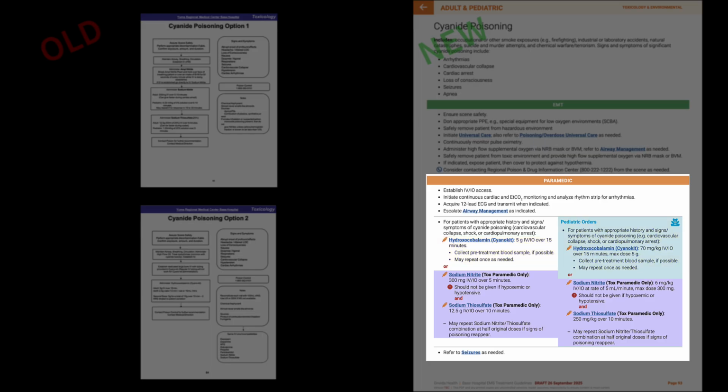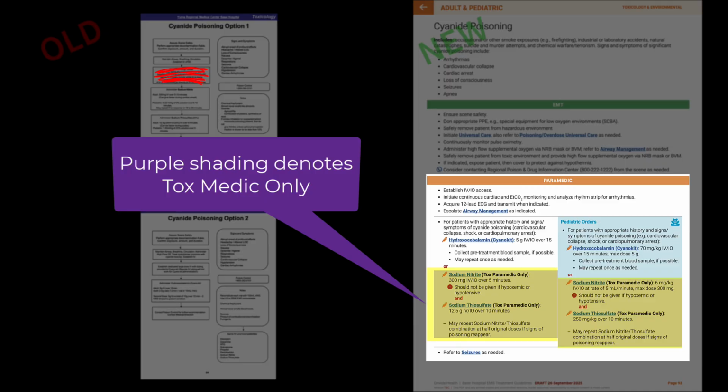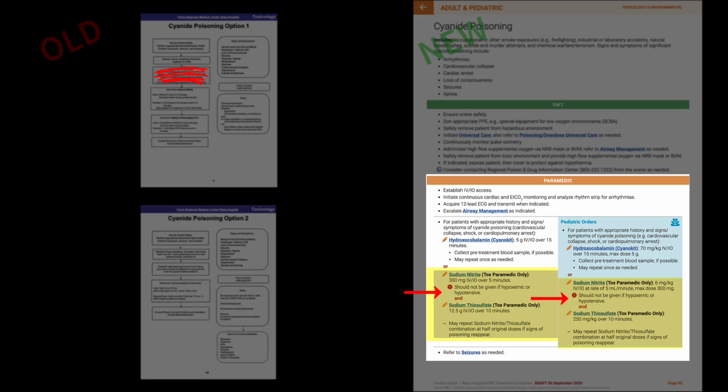Below that, you'll see that the sodium nitrite and sodium thiosulfate options still appear, but notice that the amyl nitrate is no longer included. Also, there's another major change here. These medications are now labeled for tox paramedic use only, meaning they're reserved for paramedics who've completed specialty toxicology training and have been authorized by the agency or base hospital to carry and administer these drugs. Note the hard stop comment that sodium nitrite should not be given if the patient is hypotensive or hypoxemic.